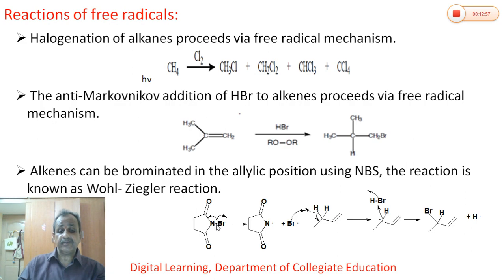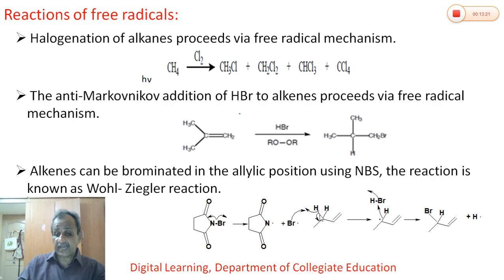But the nitrogen-bromine bond is broken homolytically: one electron on nitrogen, one electron on bromine. A bromine free radical is generated. This bromine free radical reacts with the alkene. So this is the allylic carbon, next to the double bond and single bond C. This is the allylic carbon, and the hydrogen atom on it is the allylic hydrogen.